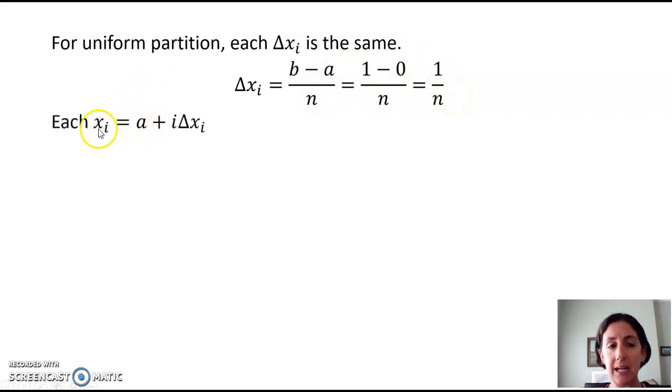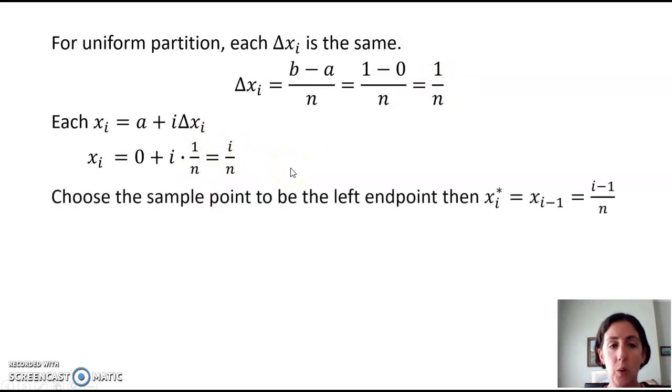Then each of our x_i's is going to be a, which in this case is 0, plus i delta x. So x_i is going to be 0 plus i times our delta x we just found to be 1 over n. Put that all together, each x_i is going to be i over n. Again, we're going to start by choosing our sample point to be the left endpoint. So x_i star is going to be x_(i minus 1). If x_i is i over n, then x_(i minus 1) is (i minus 1) over n.